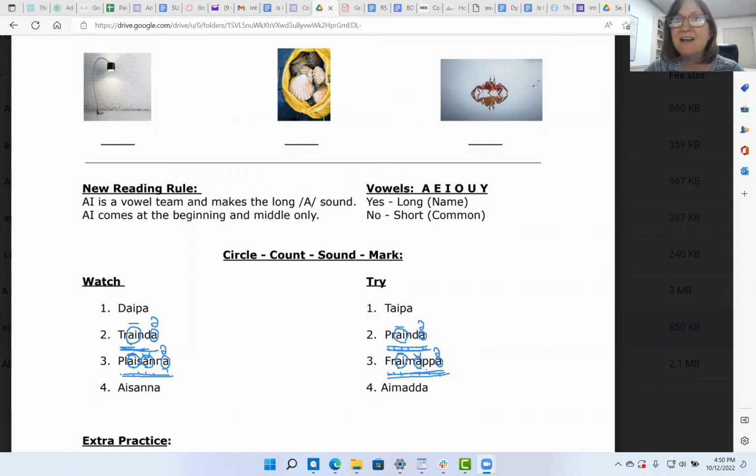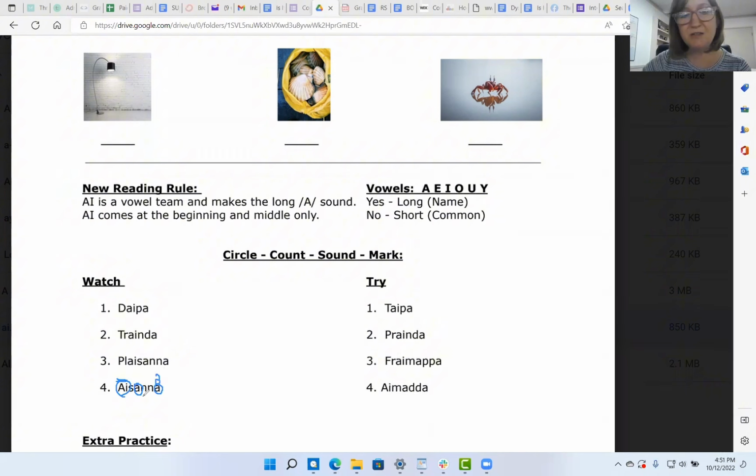I'm gonna clear my drawings so you can see these better. Here's an AI. We already know that there is a reading hack for that. It's always going to say A. Here's a vowel in the middle I need to figure out. And here's a vowel at the end. I already know that that is going to say the schwa sound. So you already know 2 reading hacks. If there's an AI, you don't have to do the tap 2 rule. You know it's going to say A. If there's an A at the end, you don't have to do the tap 2 rule. You know it's going to say schwa. Those are already 2 reading hacks. So we only have this one in the middle that we have to figure out.